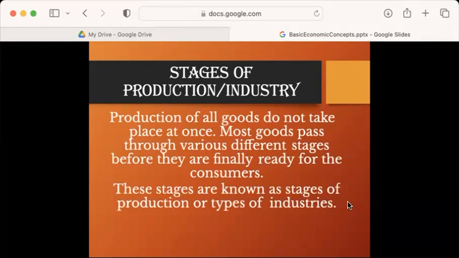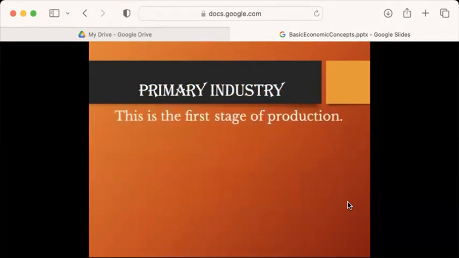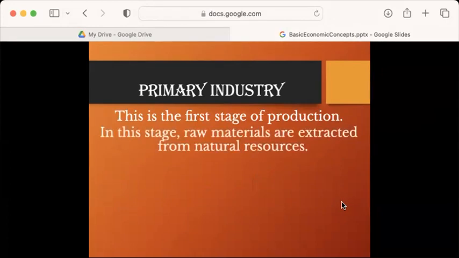You can pause the video and copy this note down, right? So the first stage of industry is called the primary industry. So primary industry is where we get the stuff from nature. There are 4 different types of primary industry.